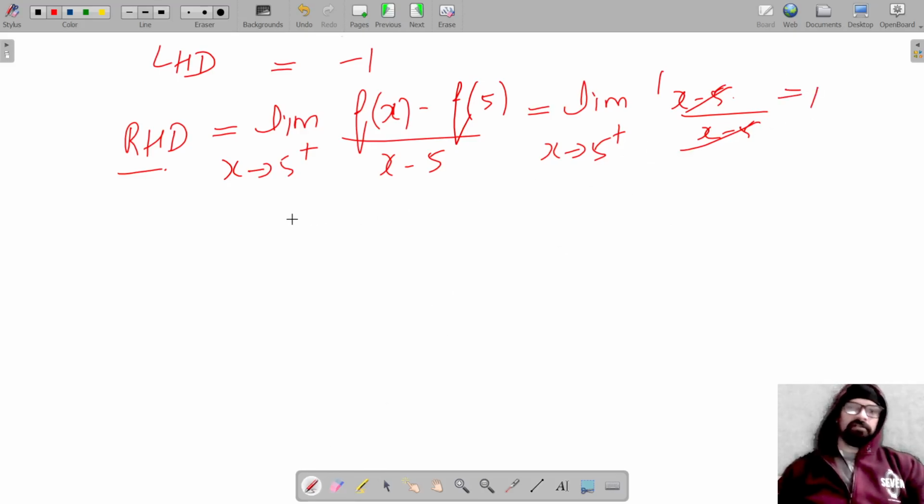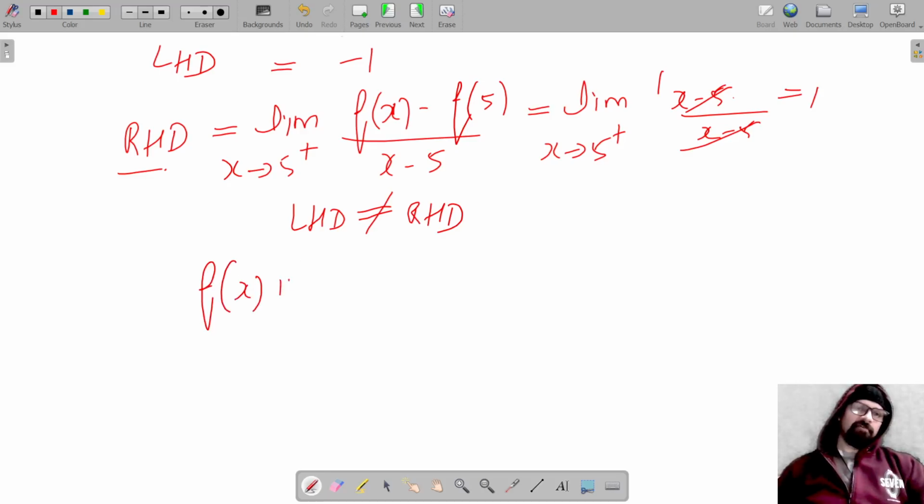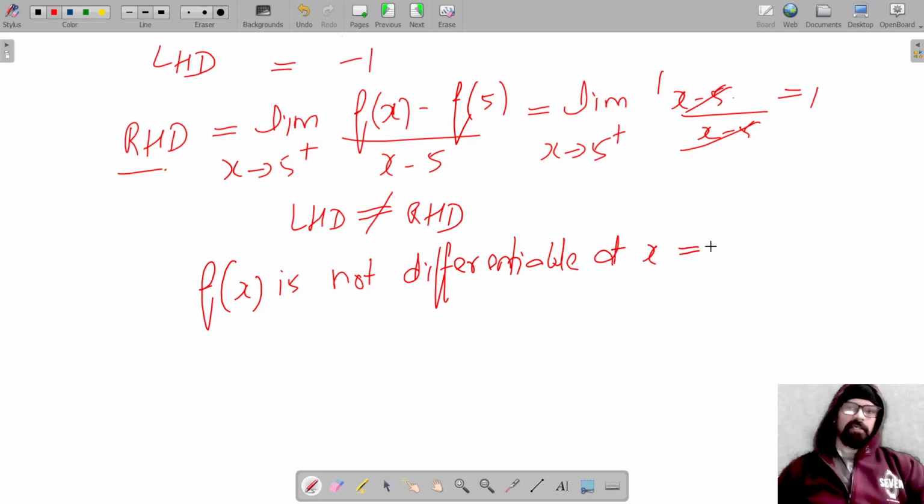So obviously here the left-hand derivative is not equal to the right-hand derivative. So the function is not differentiable at x equal to 5. So I can write that this function f of x is not differentiable at x equal to 5.